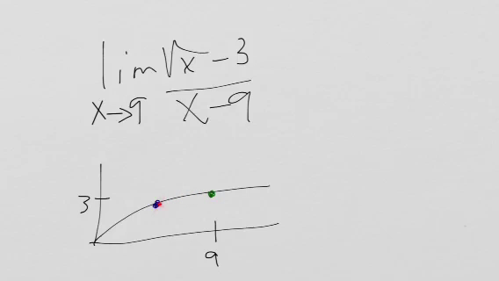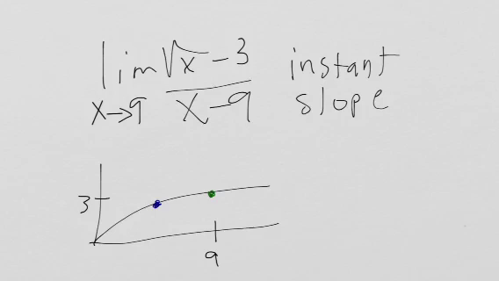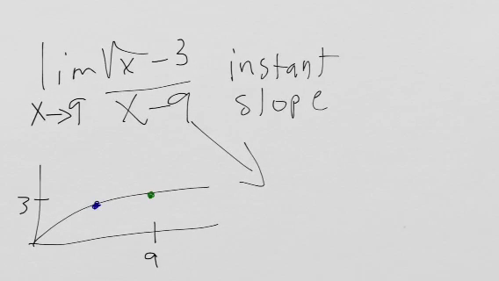As this point gets really, really close to the green point, we're not going to have an average rate of change anymore. We call this our instantaneous slope at x equals 9. We can find that instantaneous slope by letting the two points become really, really close together. And we already know how to solve this algebraically. There are videos about that, and we did it a lot last unit.